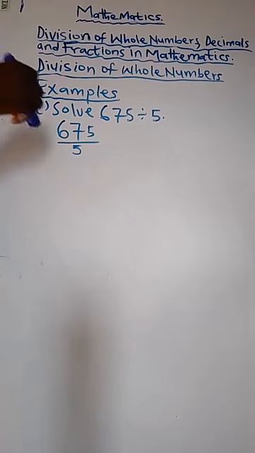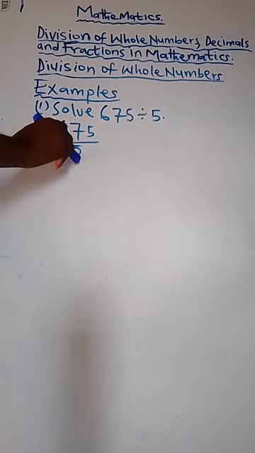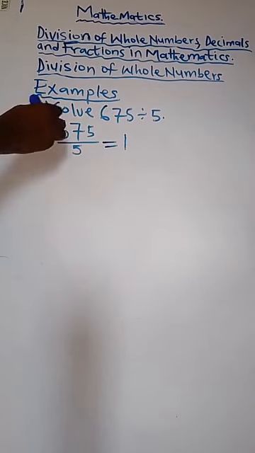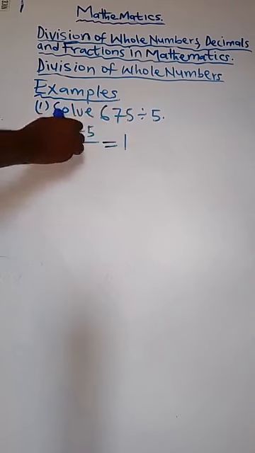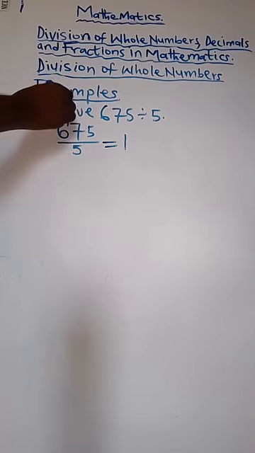Now, how do we start? We start asking questions. We want to go with the simplest method, and that is the essence of this video. Now, you say, how many 5 can I see in 6? 1. What do you have left? 1. Because 5 times 1 is 5, 6 minus 5, you have 1 left. And that 1 that is left has made this to be 17.